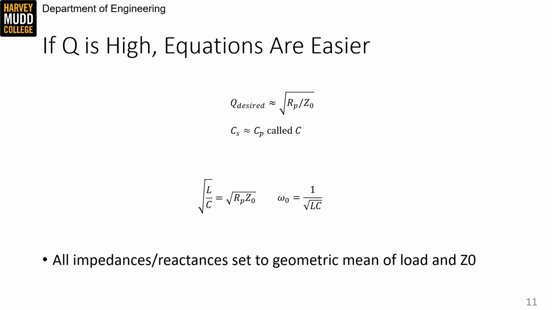Before we wrap up this video, it's worth noting that these equations get easier if Q is high. We can approximate high Q values as the square root of the transformation ratio, and our capacitor doesn't get transformed significantly when Q is high, which means that we can talk about C instead of CS or CP. Rearranging the design equations from the previous page, we find that the characteristic impedance of the RLC network is equal to the geometric mean of the load and the impedance that you're matching to, which is nice.